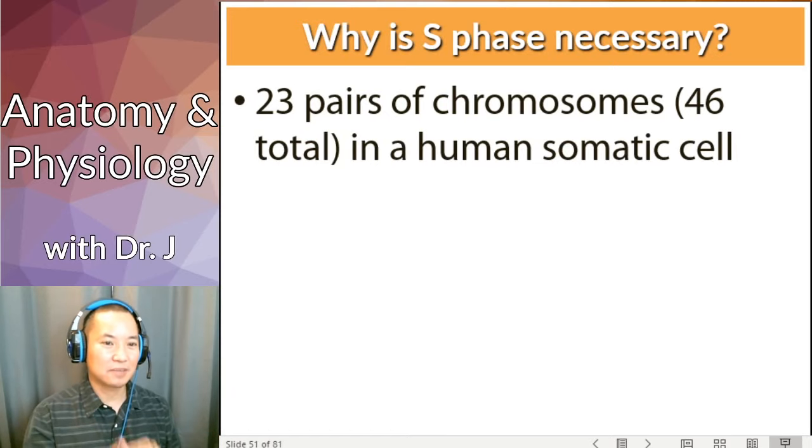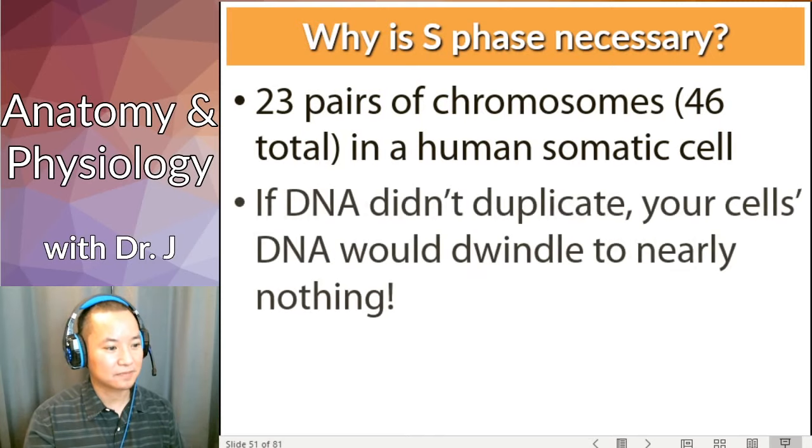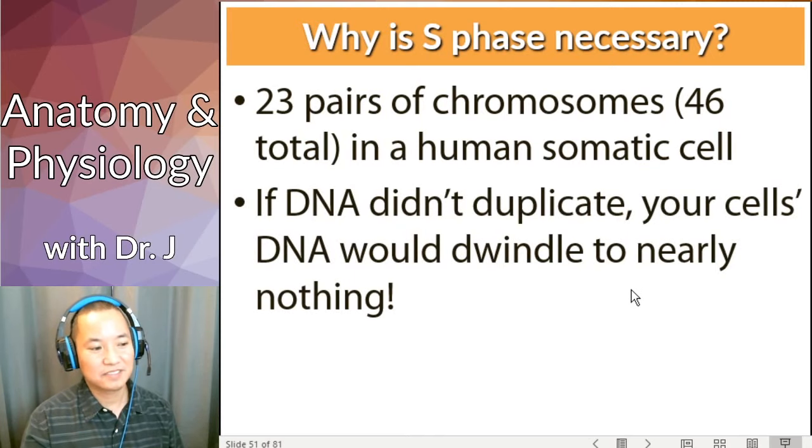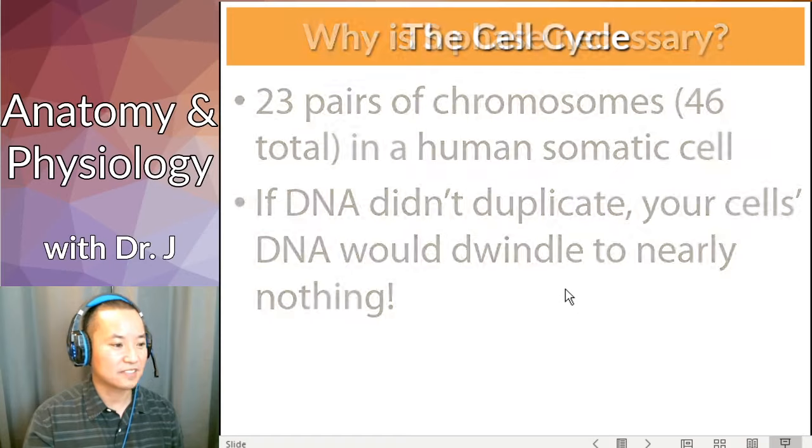So this is why you have to keep on doubling it every time, because you're dividing by 2 every time you divide the cell. You have to multiply your DNA by 2 to counteract the division by 2. So again, this is why it's very important to have S phase.